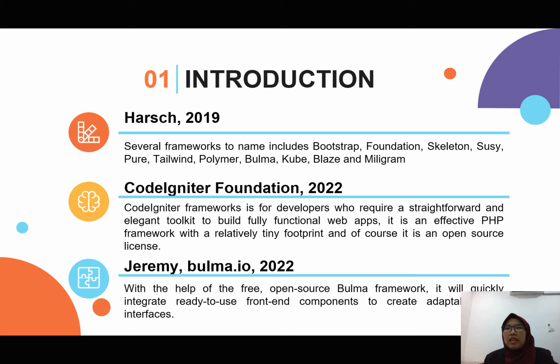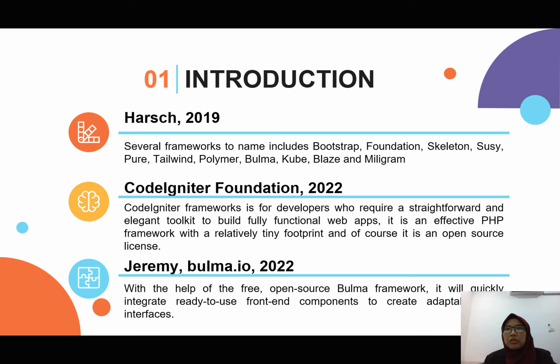For the introduction, there are many available web user interface frameworks for back-end and front-end processes. However, each framework has its own specialty and must be carefully selected to meet specific requirements. Referring to Harsh 2019, there are several frameworks, including Bootstrap, Foundation, Skeleton, SUSE, Pure, Tailwind, Polymer, Bulma, Cube, Blaze, and Milligram. CodeIgniter is the back-end framework that facilitates building systems and web applications using the PHP language more easily and quickly.